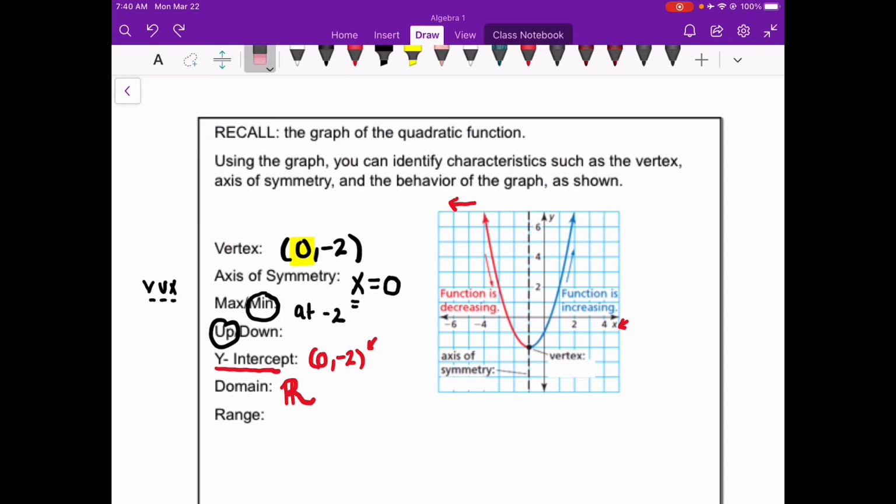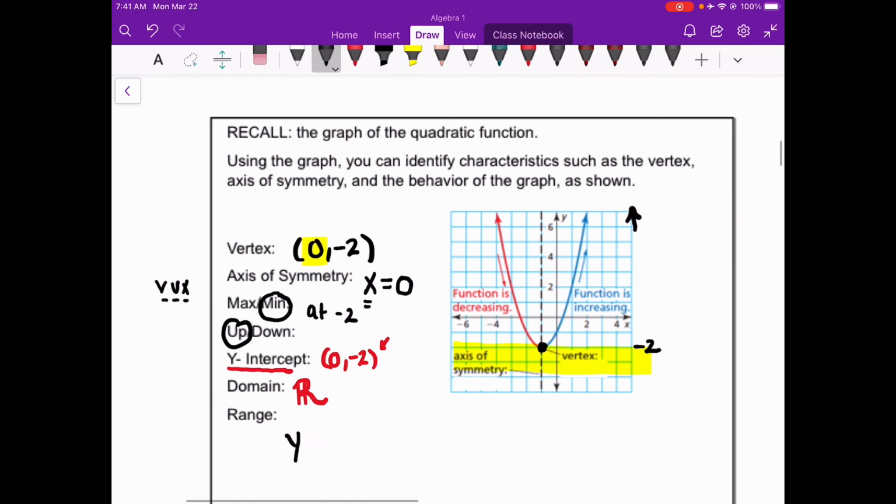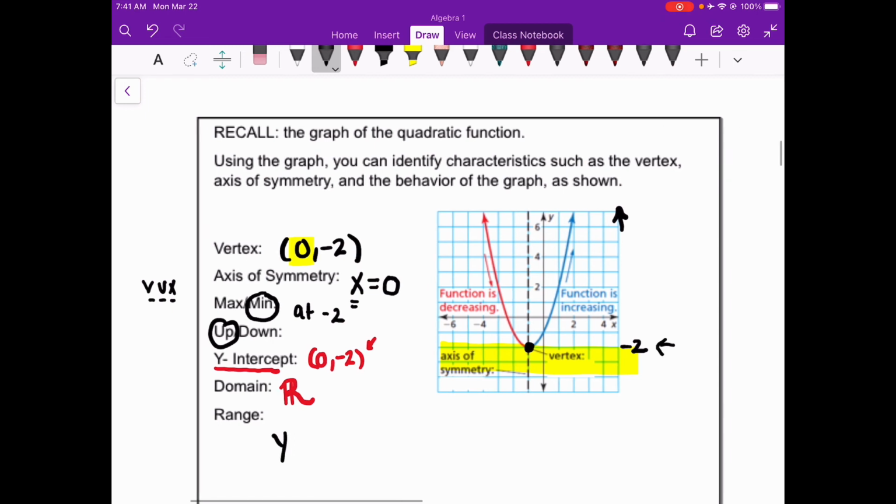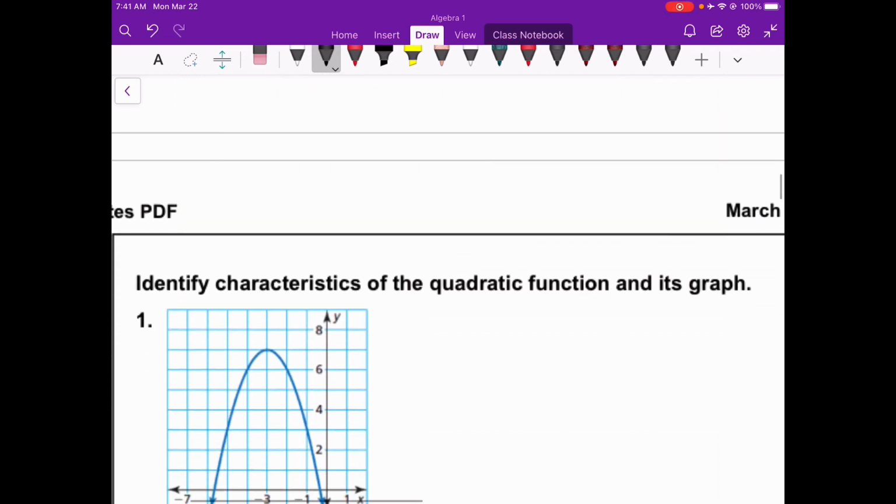The range, you want to ask yourself, what's the lowest or highest point of the graph first? So this is the bottom of the graph. Sometimes it's the top, and you guys have to be able to see that. The lowest point of the graph starts at -2, but then the arrows say that it goes up forever. So when we're describing the range, the y values, it's all y values that are bigger than -2, nothing below -2. So all y values greater than or equal to -2. We'll do a couple more of those so that you know how to find the range.